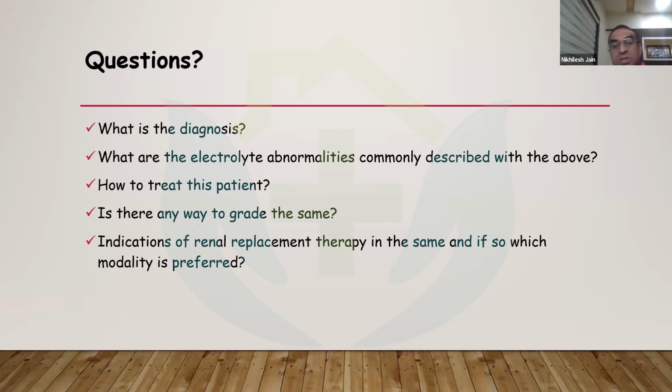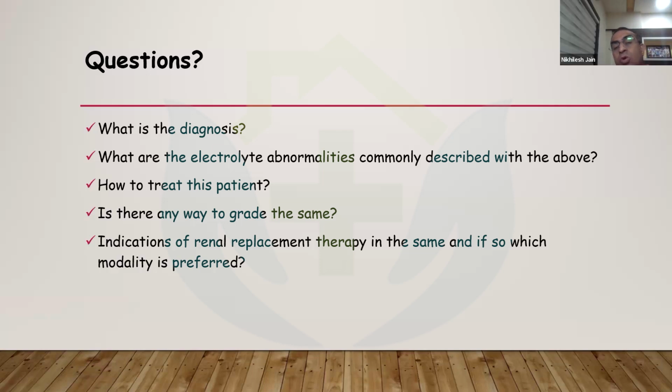When it comes to treating this patient, you would go on to all your routine stuff plus rasburicase, and there is a way to grade tumor lysis syndrome. You should be knowing that. Another thing, what is the point in time when you think that renal replacement therapy would be indicated for the same? And if so, which modality would be preferable? All these questions you should be able to answer.